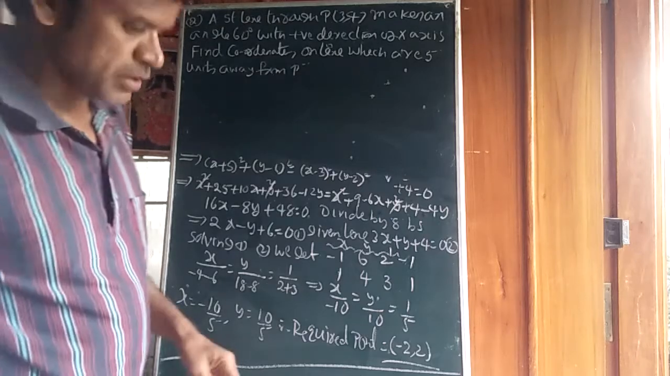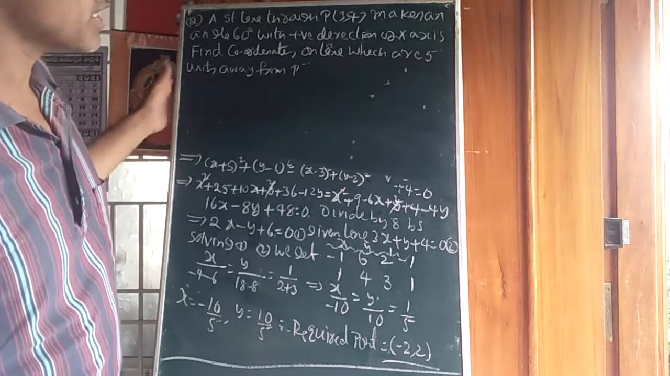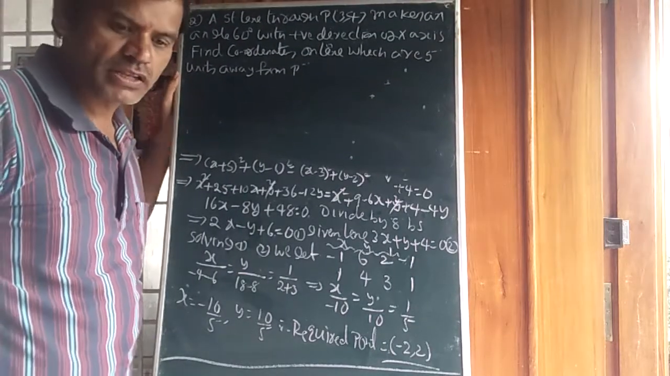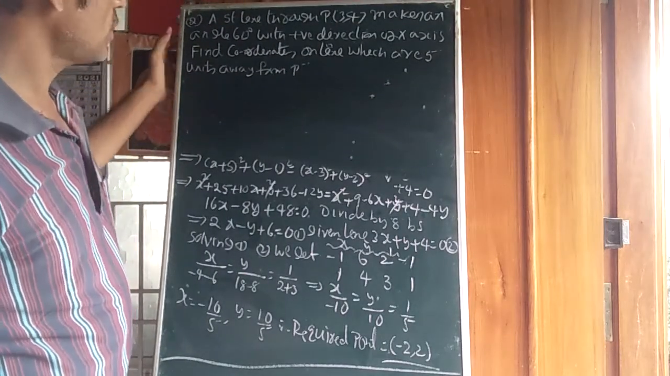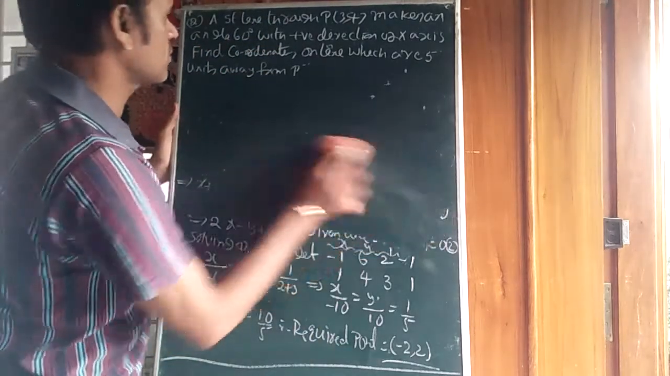From a point P, which makes an angle of 60 degrees with the positive direction of the x-axis, you need to calculate the points.